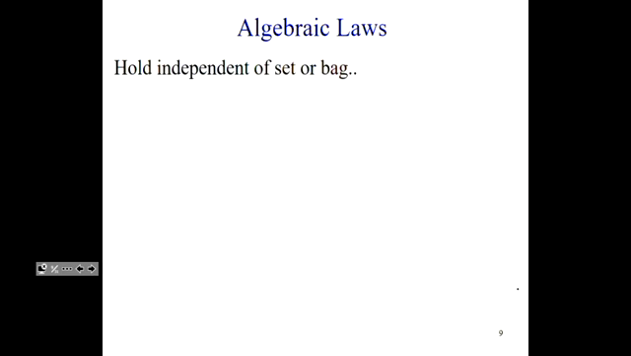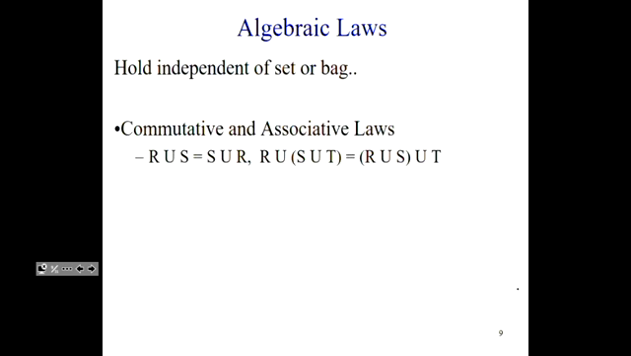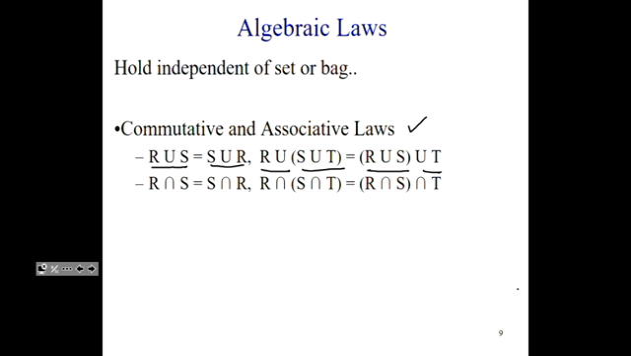Okay, so algebraic laws. Let's first talk about those that hold independent of being a set or a bag. So even if I'm using set relational algebra or bag relational algebra, these algebraic laws hold. First are the commutative and associative laws. So things like R union S is the same as S union R. R union S union T is R union S union T, regrouped. This is not very surprising. R intersection S is S intersection R. And similarly, you have another law that allows you to swap the parentheses around.